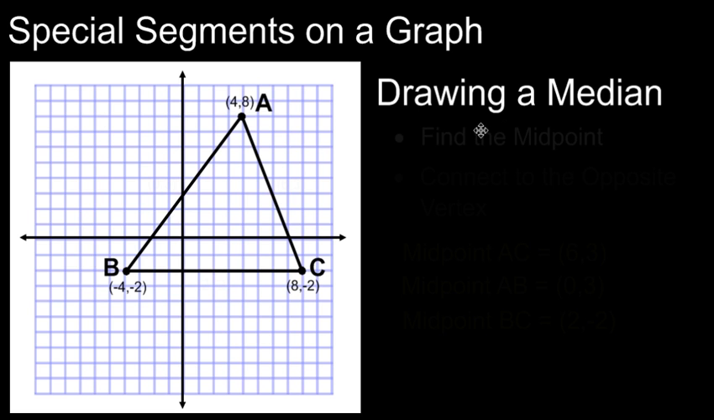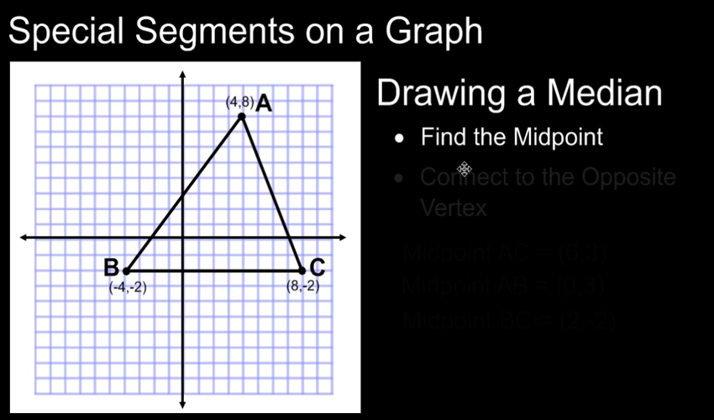So the first thing we need to do is find the midpoint. Once we find the midpoint, we can connect a line from the midpoint straight up to the opposite vertex. So first, remember our midpoint formula. We're going to find the midpoint of AC. All we're doing is taking the average of our x coordinates and the average of our y coordinates. So 4 plus 8 is 12, and 12 divided by 2 is 6.